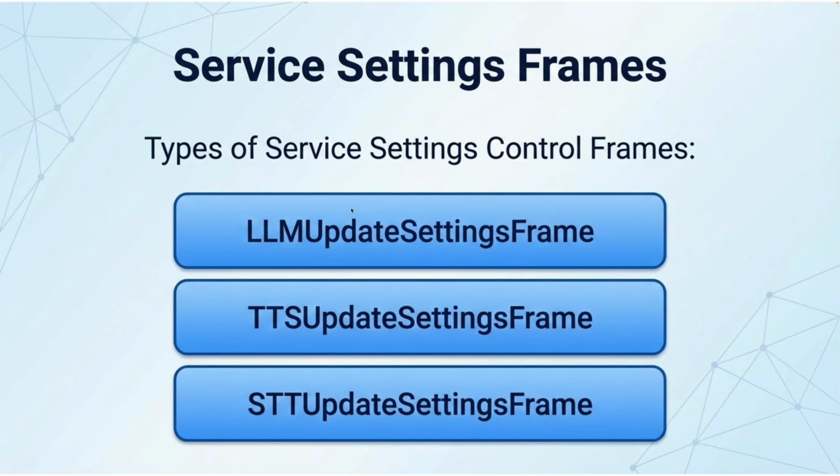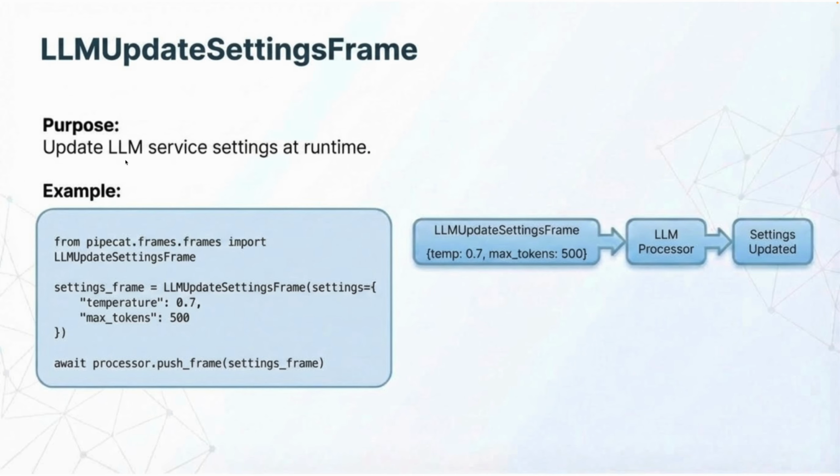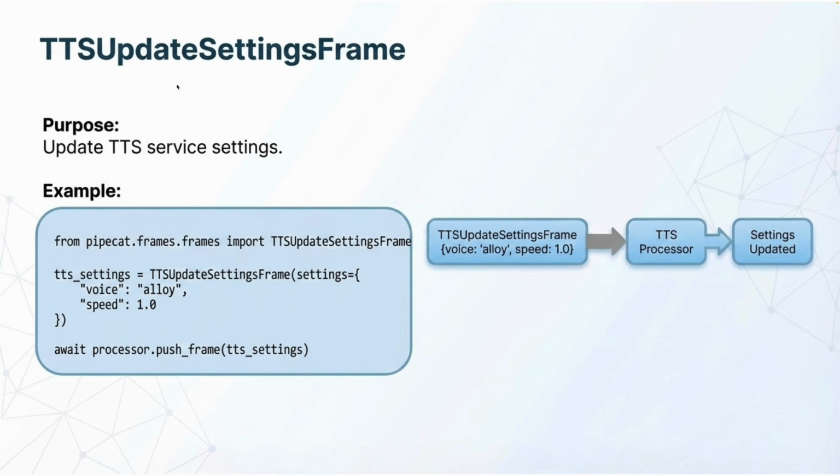And then coming to service setting frames. Service setting basically updates the service behavior without restarting. So if you want to make any setting changes to LLM, TTS, STT, we can use these frames to update those service settings without restarting. For example, if you want to update the LLM service setting, like the temperature, tokens, or anything, we can use this. Then we have the TTS update settings frame, which updates the TTS service setting, like the TTS voice, speed, or anything. We can use this.